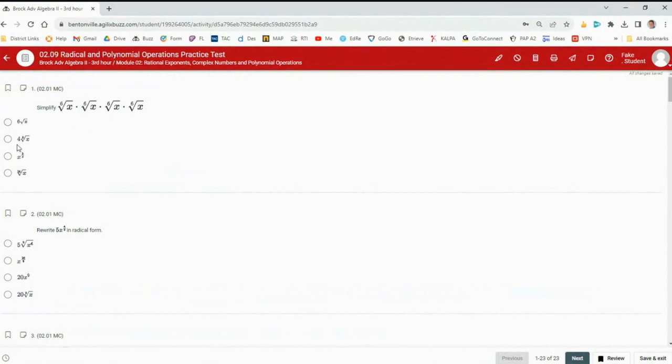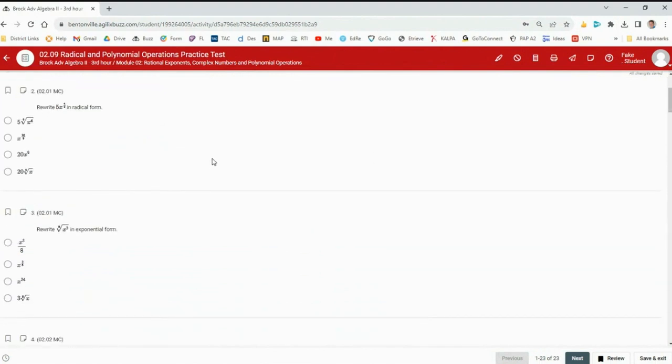Sixth root of x to the 4th. There it is, x to the 2/3. That was one of the choices that we had, x to the 2/3. All right, let's look at the next one.